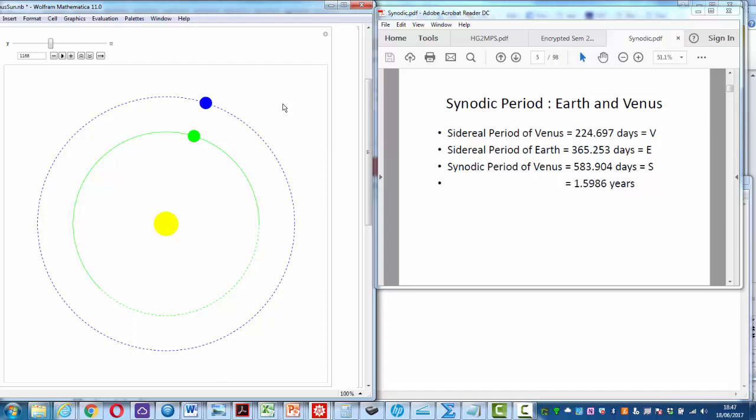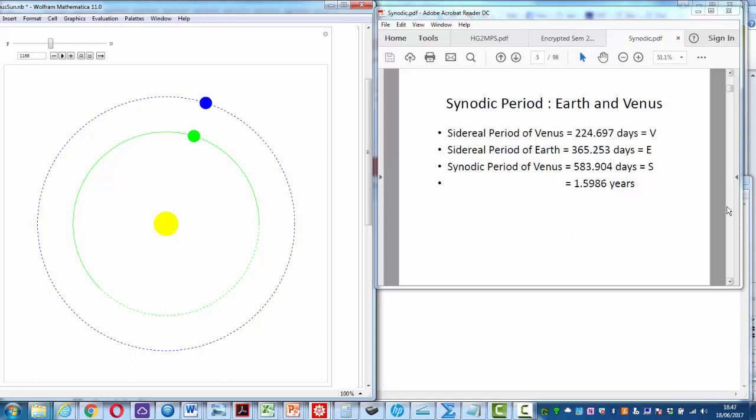So we have the three periods involved: the sidereal period of each planet and the synodic period of Venus, which in this case is somewhat longer than either period. After another 584 days, that is after a total of 1700 and something days, then a third synodic period would have gone through. Venus and Earth would both be lined up over on this side.